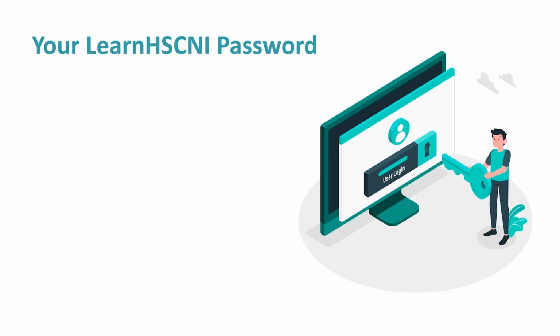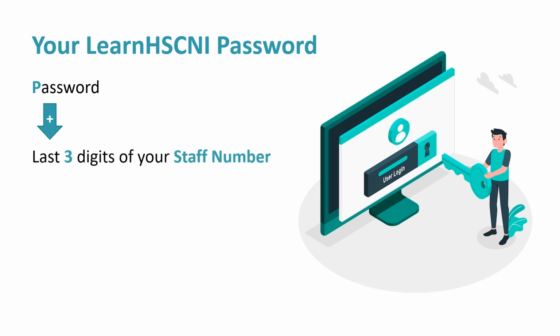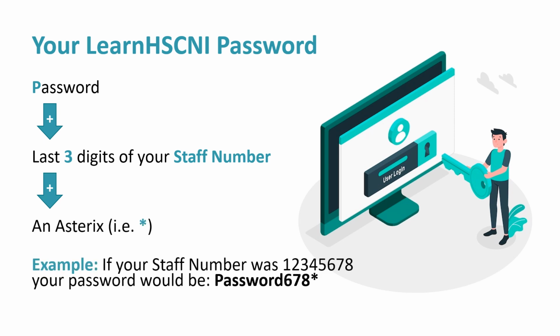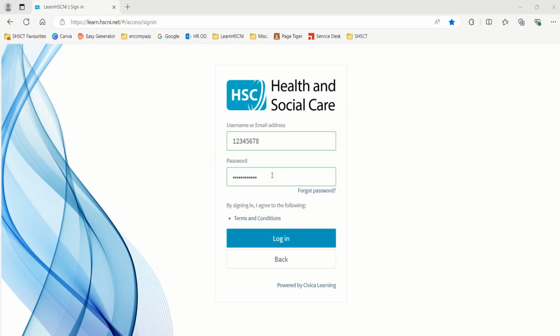Your LearnHSCNI password should be set up as the word password with a capital P, followed by the last 3 digits of your staff number, and then an asterisk. So for example, if your staff number was 12345678, your password would be password with a capital P, 678, and then an asterisk. Once you have entered your password, select Login to continue.